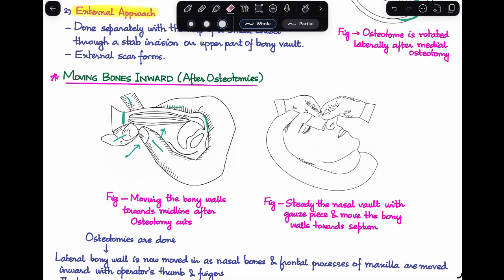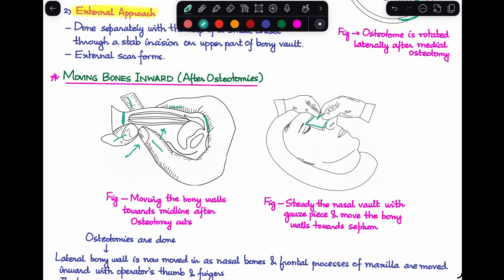After placing it in its new position, we are going to evaluate the whole of the bridge of the nose by inspecting it as well as palpating it, and see if there are any bony irregularities left behind. If there is any bony irregularity, it can either be resected out or we can use a bone rasp to rasp it out. So this is what is done after the osteotomy. Sometimes you may find difficulty in moving these bones inward. So here, after moving the bones inward, we steady the nasal vault by using a gauze piece, and make sure that the position has been placed correctly.